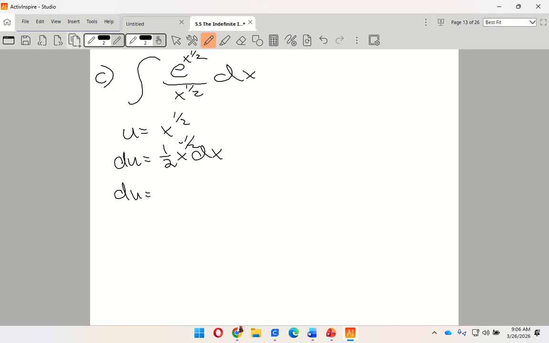du is equal to 1 over 2 times 1 over x to the 1/2 dx. Now, there's a reason why I rewrote it like this. Isn't that exactly the same way it's written on top? Okay. So let's see what's being taken out. So that means in this case here, I'm going to multiply by 2. So that's going to take care of that.